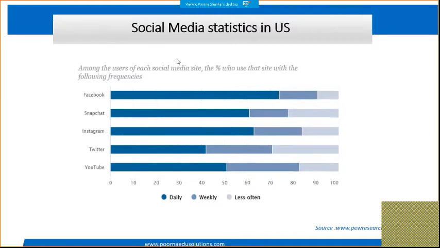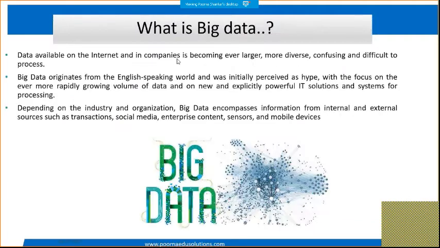So Facebook usage was more. That is the previous statistic. Now it would have changed to Instagram, I feel. So almost daily, 75% of people are watching Facebook, Instagram, then Snapchat, and so on. Twitter, almost 45% of people, and 50% of people are watching YouTube.